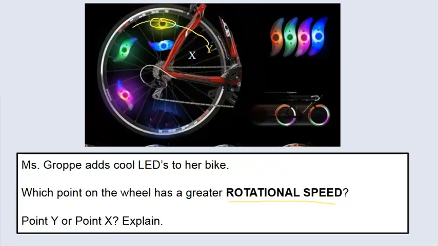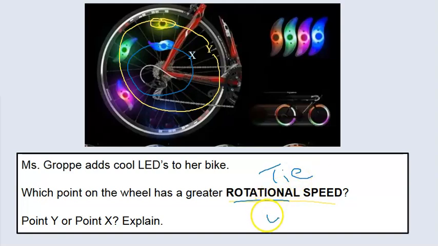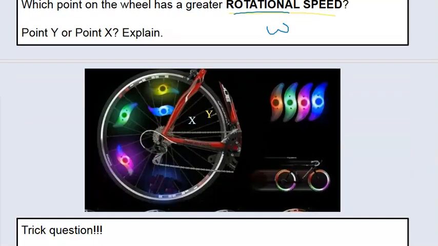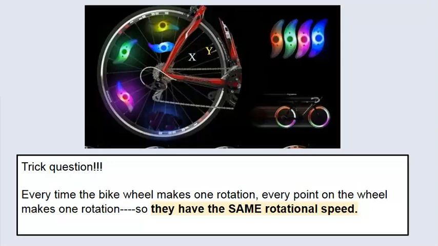If Y goes around once, then X has gone around once. So if Y has gone through 2 pi radians, then X has gone through 2 pi radians. If Y has gone through 20 degrees, then X has gone through 20 degrees. So it is a tie. And that is why we're going to measure rotation in terms of omega, because everything has the same omega. Okay, so trick question.